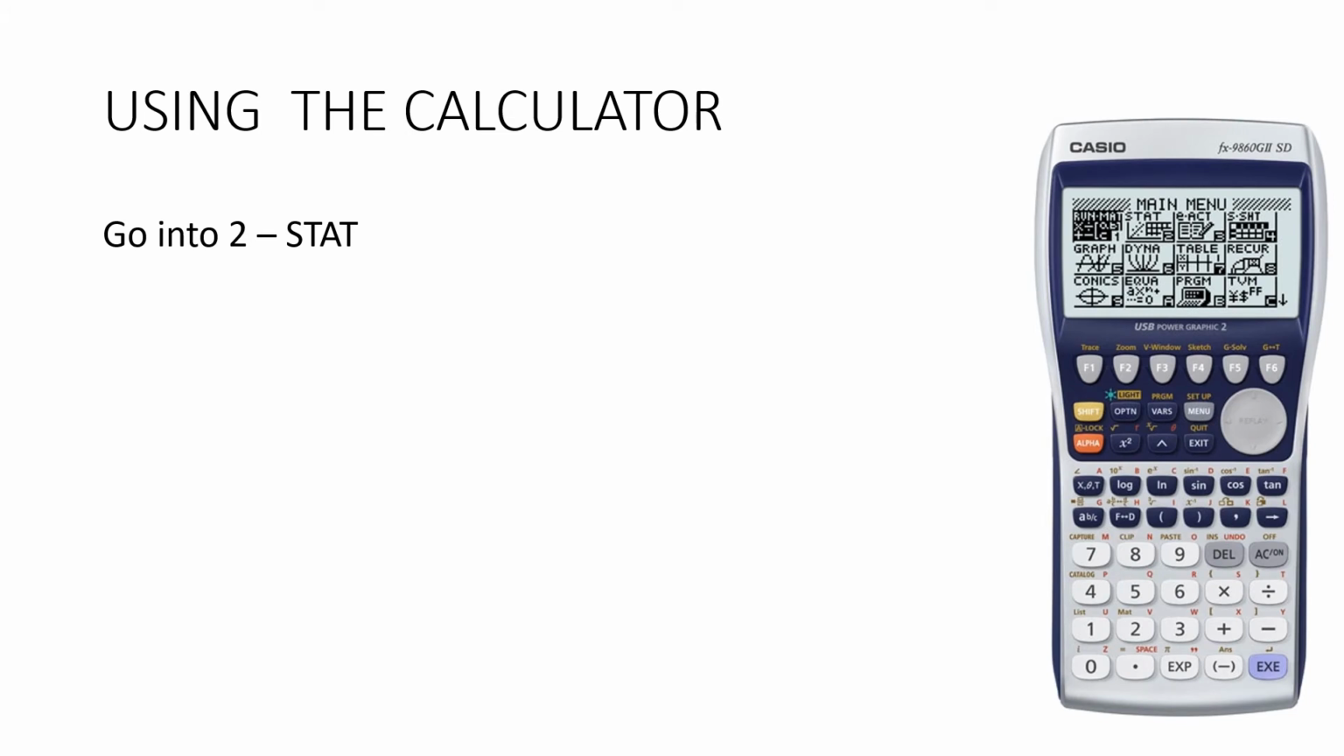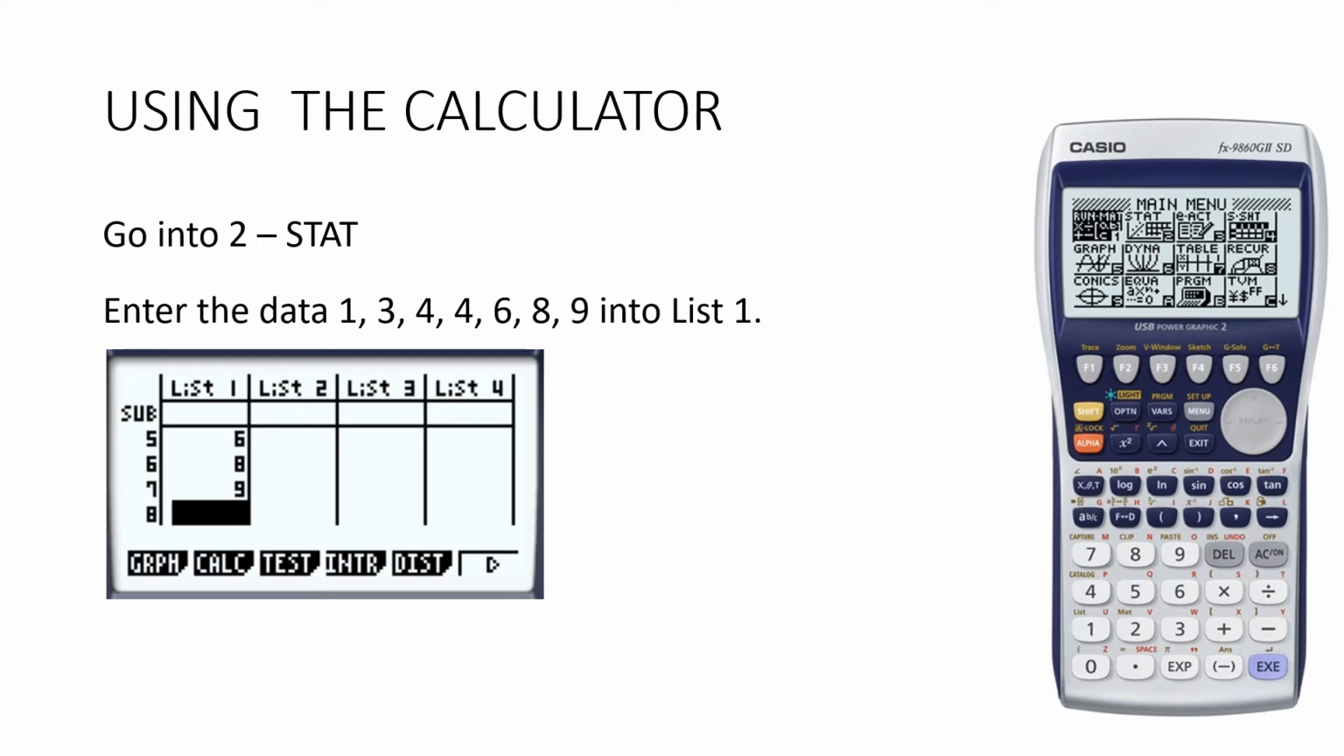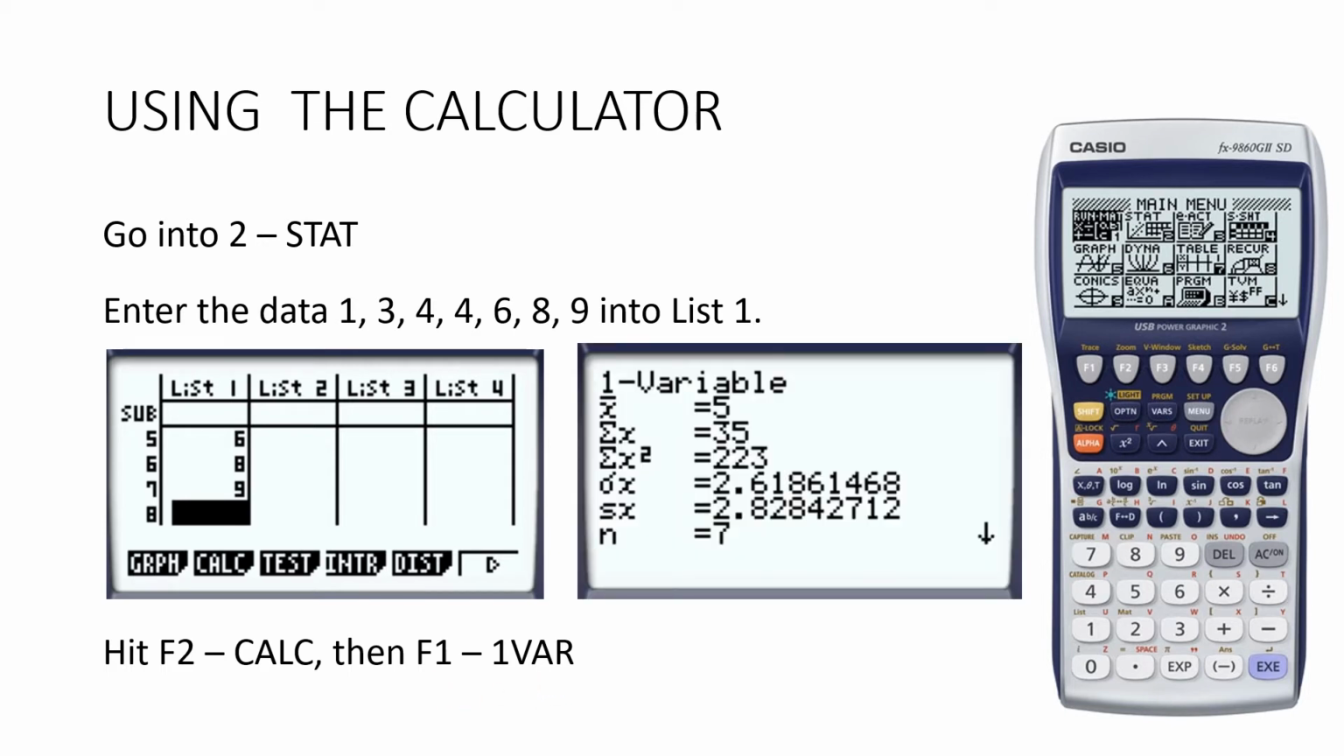Let's have a look at how to use the calculator. I'm using the Casio 9860 GII. We need to go into Stats, which is number 2, and we're going to enter our data into List 1, like this. Then we're going to go to Calc, which is F2, and then we want one variable statistics, which is F1. Now you will see all the statistics that you need there.